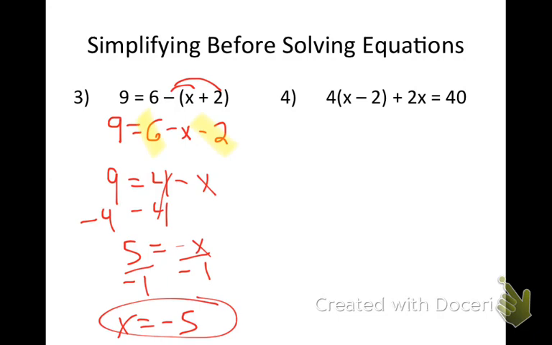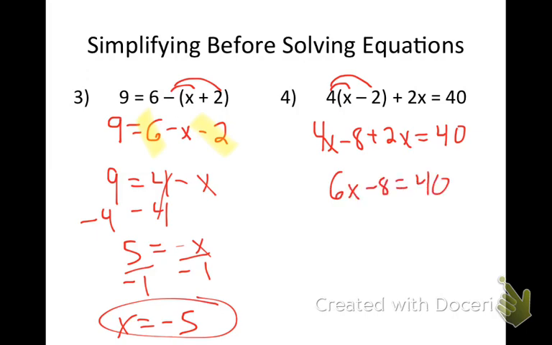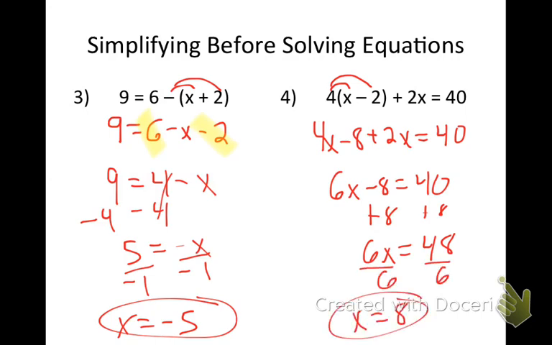Okay. Hannah, what do I want to do on number 4 first? Yep, what's that called? Yep, distribute that 4. So I get 4x minus 8 plus 2x equals 40. What's 4x plus 2x going to get me? So I have 6x minus 8 equals 40. Next step would be to add 8. 6x equals 48. Divide by 6. And x comes out to equal 8. Nice job.